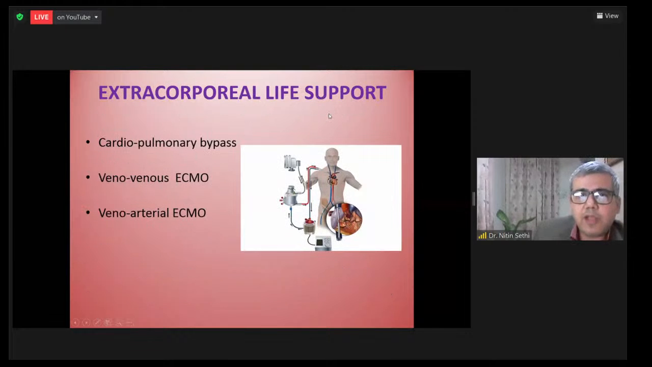As I told you, your extracorporeal life support should be ready at hand. Cardiopulmonary bypass nowadays is not routinely used for lung transplant. What is preferred is either a veno-venous or a veno-arterial ECMO. A veno-arterial ECMO is preferred because ECMO requires less heparinization and the blood flows are better maintained. The cardiac compromise is less when you're using an ECMO.